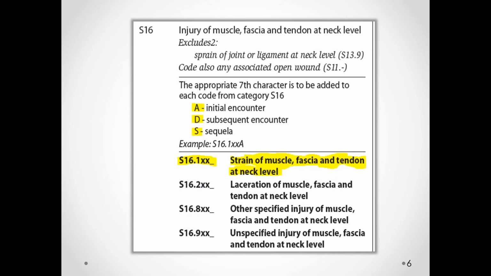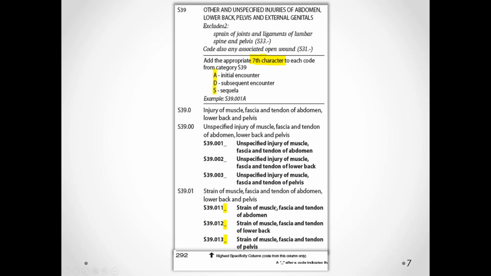the most common, okay? So we take a look at S16.1XX, and then there's a blank there to fill in with the A, the D, or the S. That code is strain of muscle, fascia, and tendon at the neck level, okay? The question is, is it the initial encounter, a subsequent encounter, or a sequela? And what do those really mean? Before we get into that, let's look at the next one.